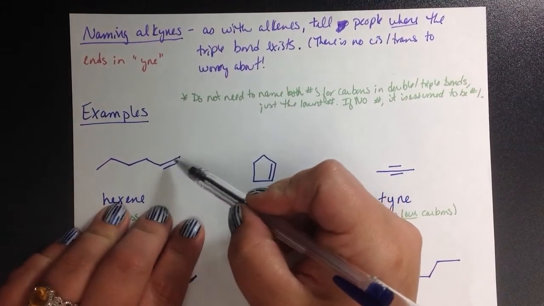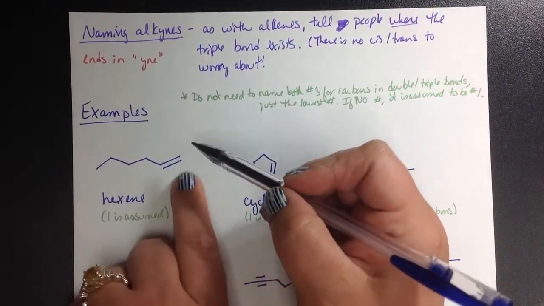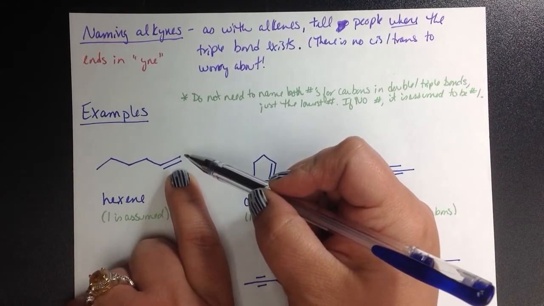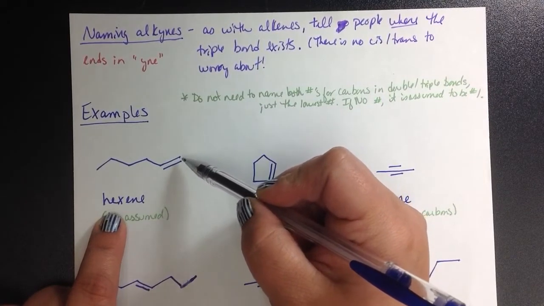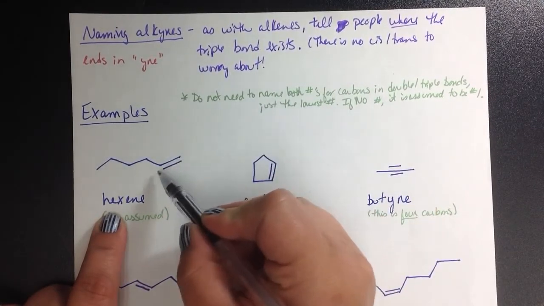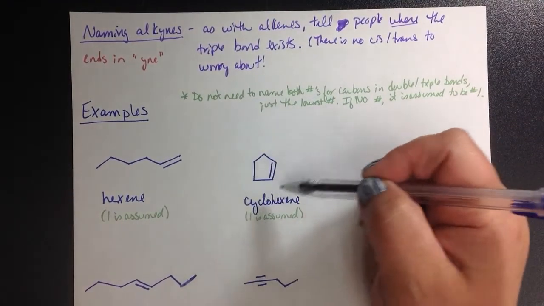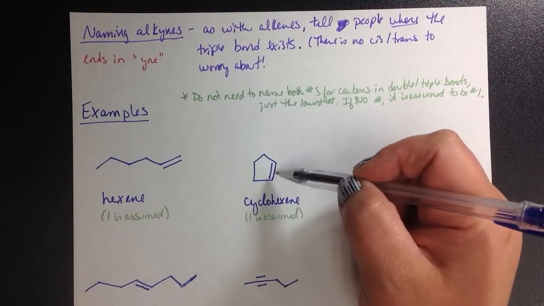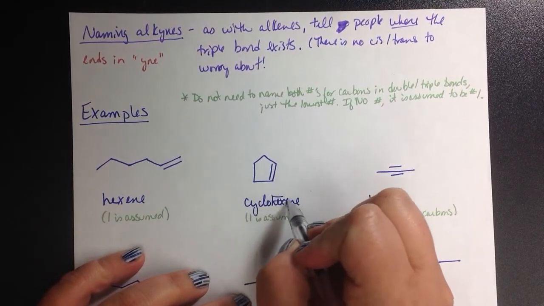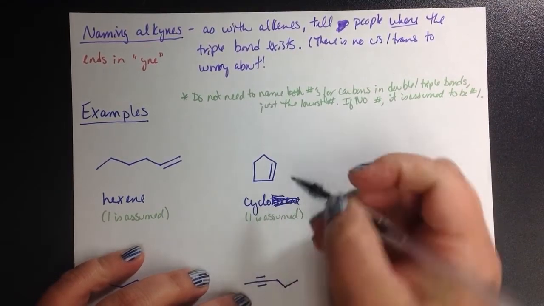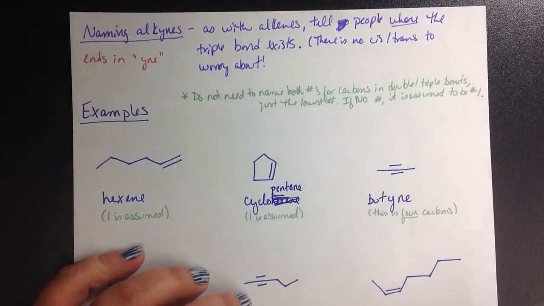Right here, we have 1, 2, 3, 4, 5, 6. I start numbering in this direction because that's going to give my ene, or my double bond, the lowest number possible. So if I just write hexene, it's assumed to be between the first and the second carbon, but if you want to put a 1 there, that's completely fine. Same thing with cyclohexene, that's assumed to be between the first and the second. Ooh, that's not cyclohexene, is it? That's what happens when you make notes too much. Okay, so this would be cyclopentene because there are 5 carbons right there.